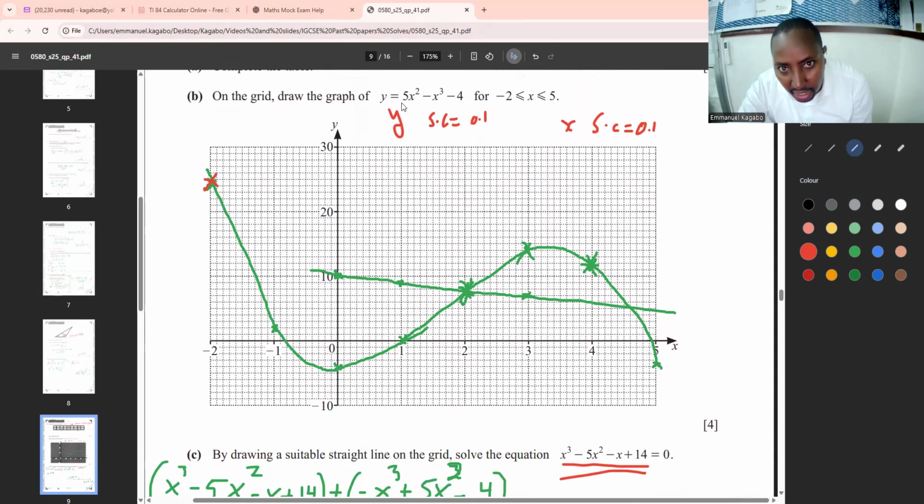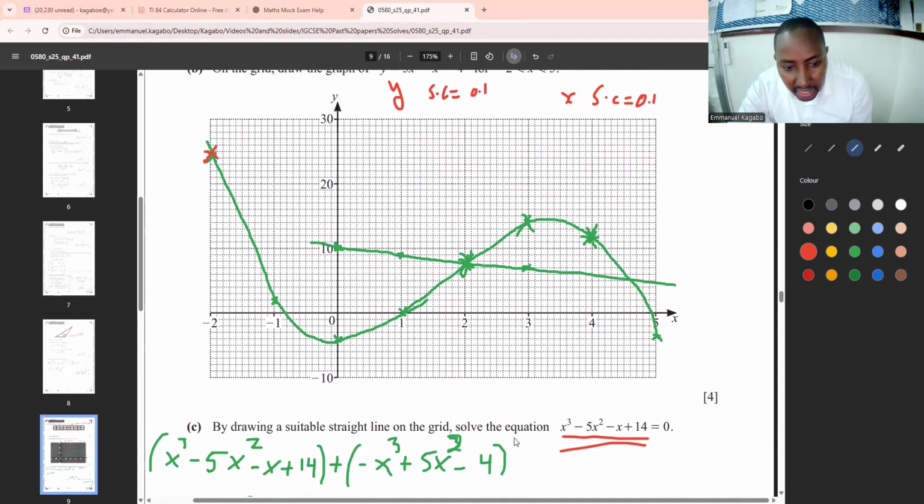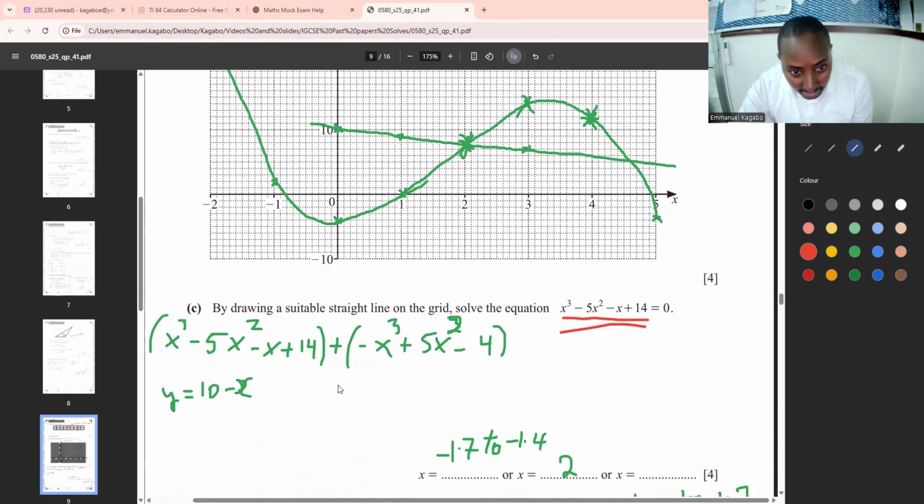Here I have 5x squared minus x cubed minus 4. They are different. So what happened to my equation to become this? Basically, get your new graph minus original graph to see what happened. This is what happened to your graph.